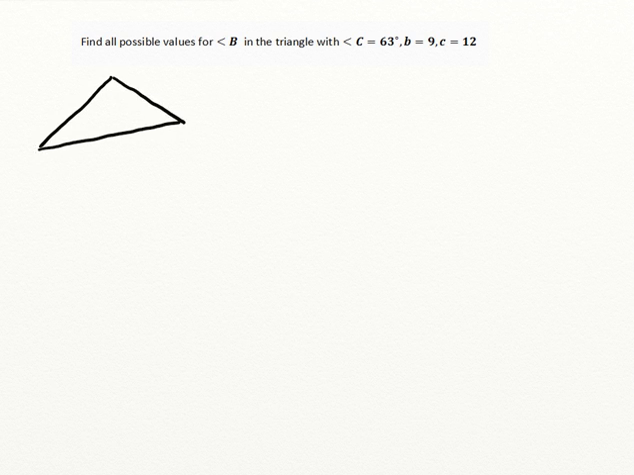I'm going to label this lower corner. In this case, I'm given angle C. So that is the measure that I will put right there, 63 degrees. Little c is going to be 12. I'm going to place the other side, B, on this, and that will put angle B here and angle A at the top. Okay? All right, so very quickly, we're solving for angle B right here.